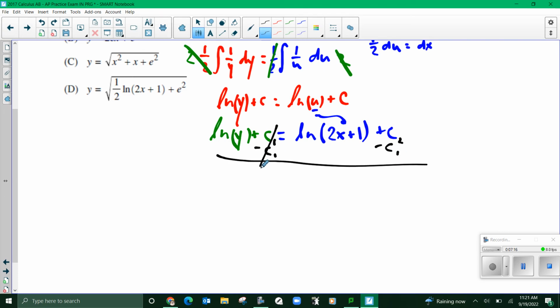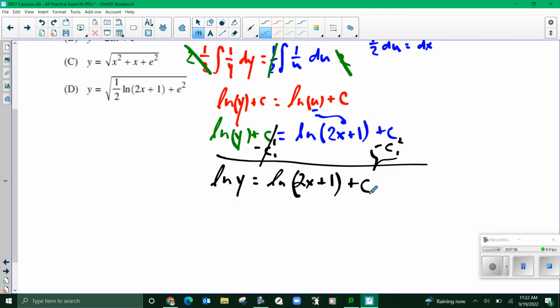Boom. Because I ultimately want to get an equation where it's y equals. So I'm trying to get my y alone on the left side. The ln of y equals the ln of 2x plus 1. And if I combine two constants, that's just going to give me another constant. So I call that c.